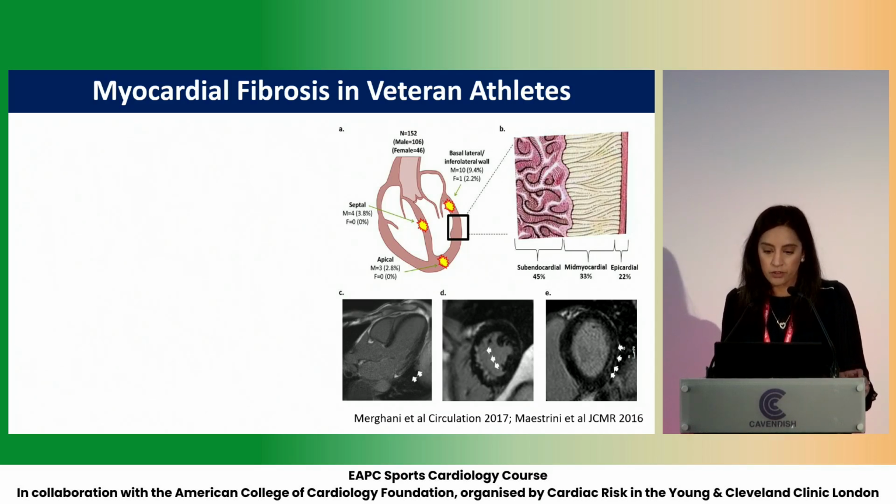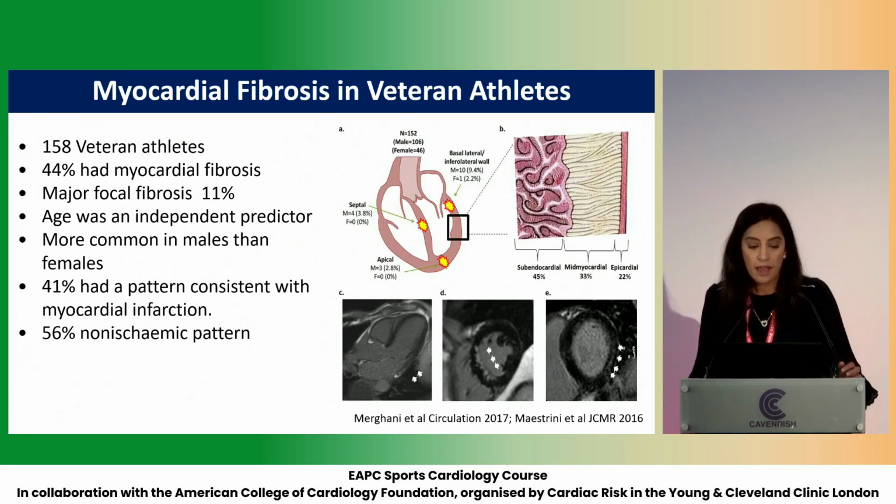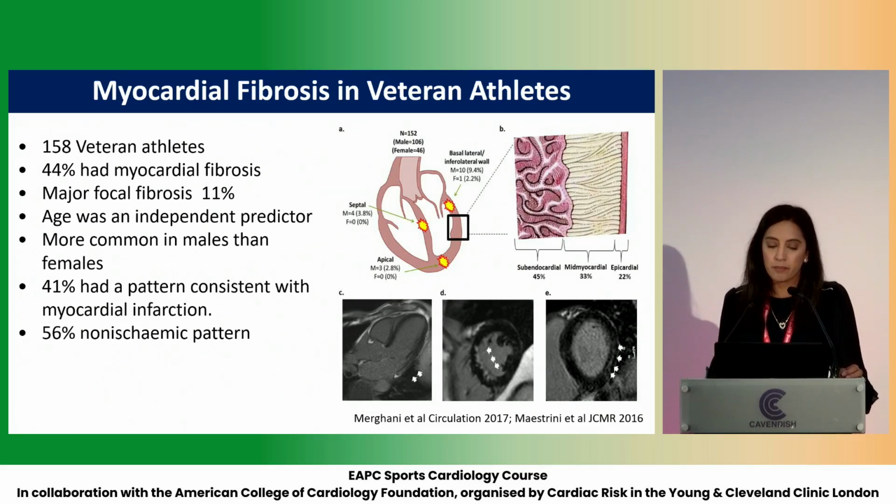So Merghani and Maestrini looked at 158 veteran athletes. 44% had myocardial fibrosis, of which the vast majority was in the insertion points. Major focal fibrosis was identified in 11%, that's within the compacted myocardium. Age was an independent predictor. It was more common in males than females. A third had an ischemic pattern, and the vast majority had a non-ischemic pattern.